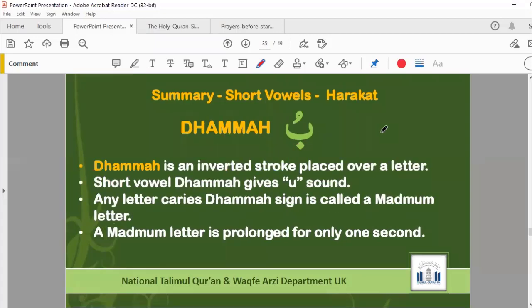Now this one. Dhamma. Dhamma is an inverted stroke placed over a letter. Short vowel dhamma gives an oo sound. Any letter that carries the dhamma sign is called a madmum letter. A madmum letter is prolonged for only 1 second.